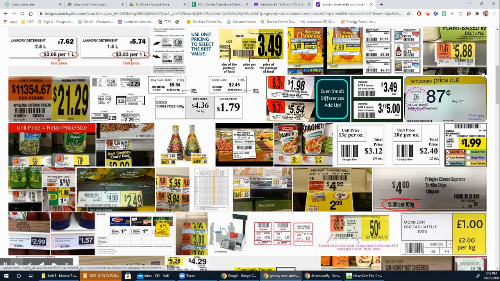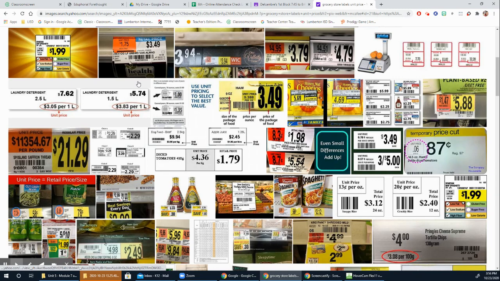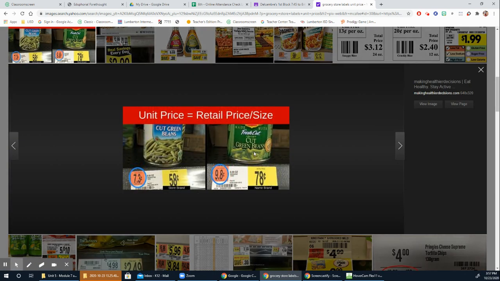Okay? And most all stores that you go to will have that somewhere on their price tags, no matter if you go to Kroger, H-E-B, Walmart, Berkshire Brothers, probably even the dollar store has it. But look for it. It will show what your unit price is.